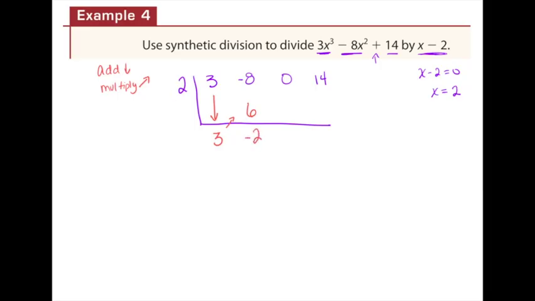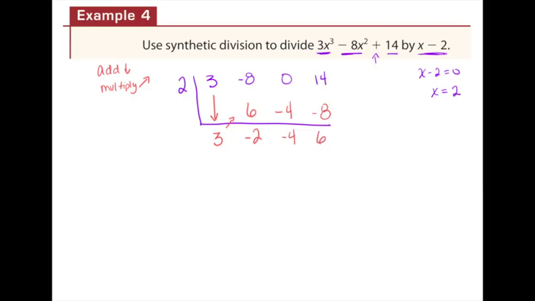Then I'm going to say 2 times -2 gives me a -4. 0 plus -4 gives me a -4. And then 2 times -4 gives me a -8. All right? Then I'm going to add down. 14 plus -8 gives me a 6. Gives me a 6. All right?